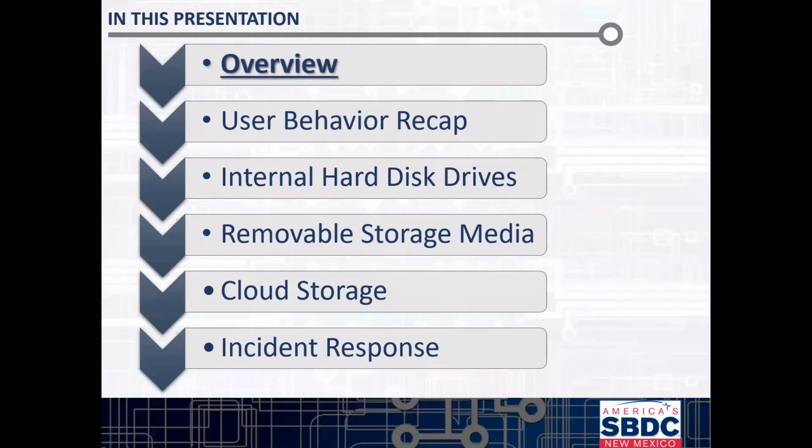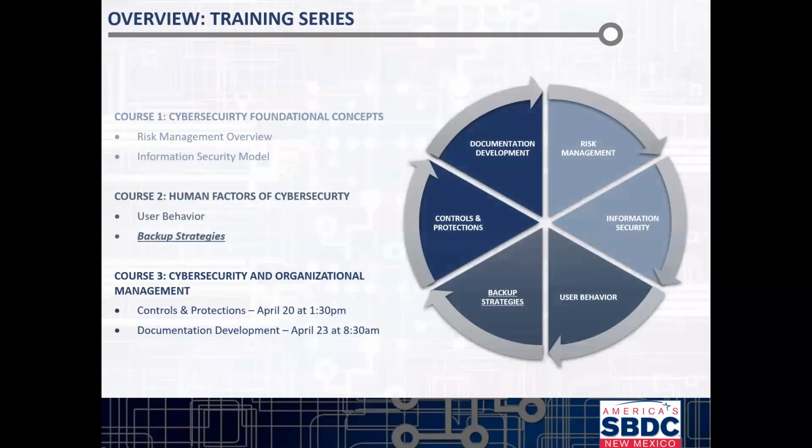So let's do a quick overview and see where we are in the series. Last week, we covered the foundational concepts. This week, we are covering the human factors. And today we are on backup strategies. Next week, we will wrap the series covering cybersecurity and organizational management, looking at controls and protections, and really looking at the technical aspects of protecting our networks, protecting our devices, the types of software that we should be looking at, and then we'll wrap up with documentation development. All of those organizational things that we should be doing in order to have processes and procedures in place to not only protect ourselves on the front end, but have a strategy to recover on the back end.